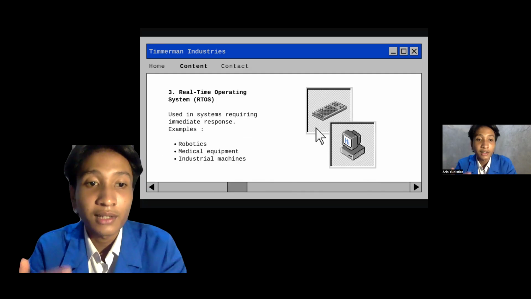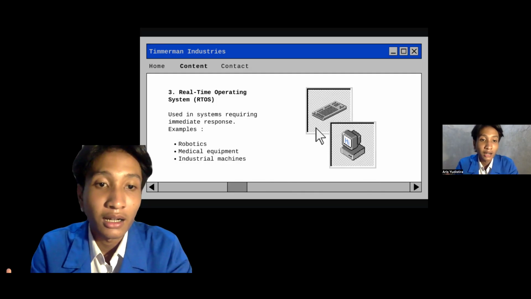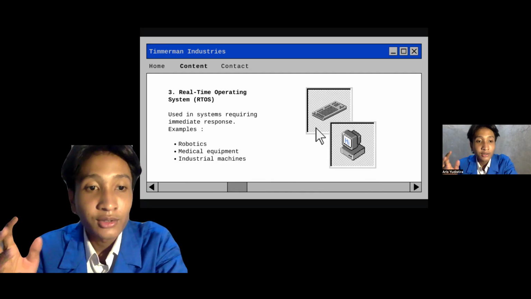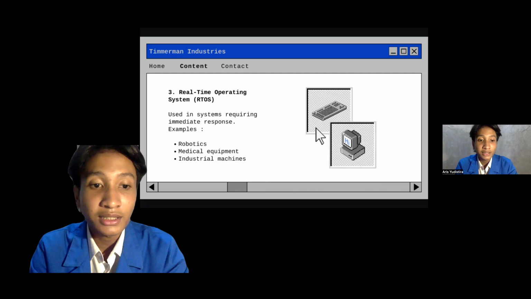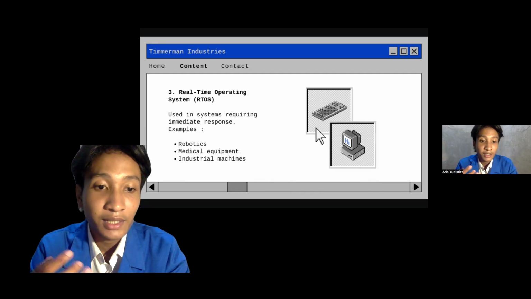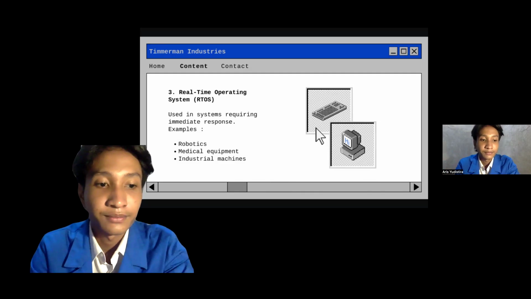Number three is real-time operating system, or RTOS. It is used in systems requiring immediate response. For examples, robotics, medical equipment, and industrial machines.